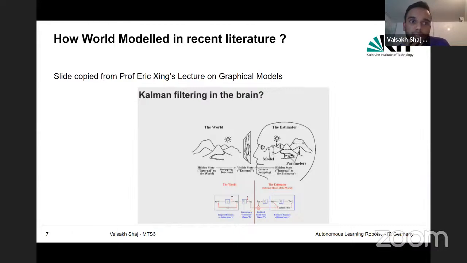Maybe some more motivation. This is also a slide from Professor Eriksson's lecture on graphical models, where he says there is a Kalman filter somewhere inside our brain. Maybe it's very simplified, but he still thinks something similar to a Kalman filter exists, which models the world in our human brain.